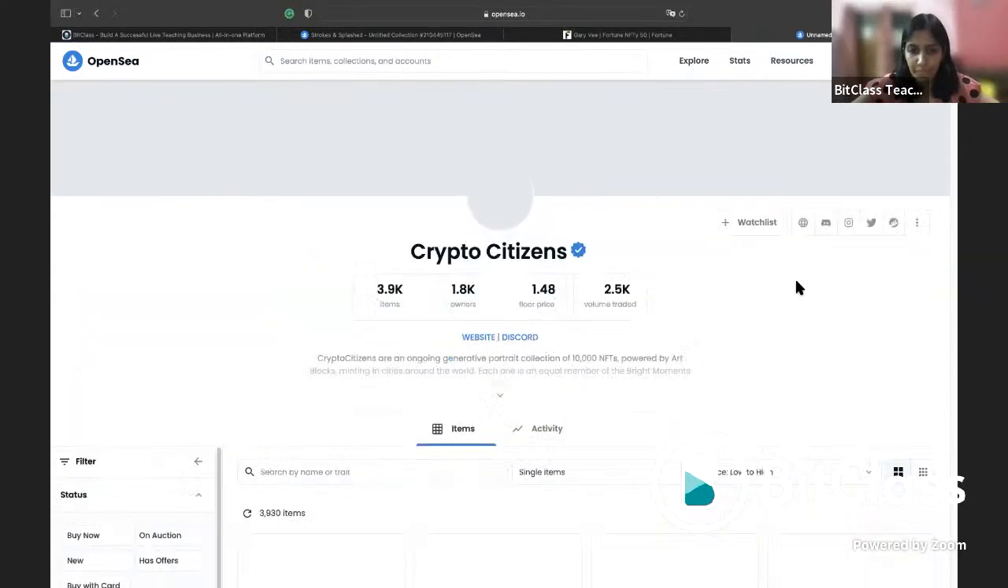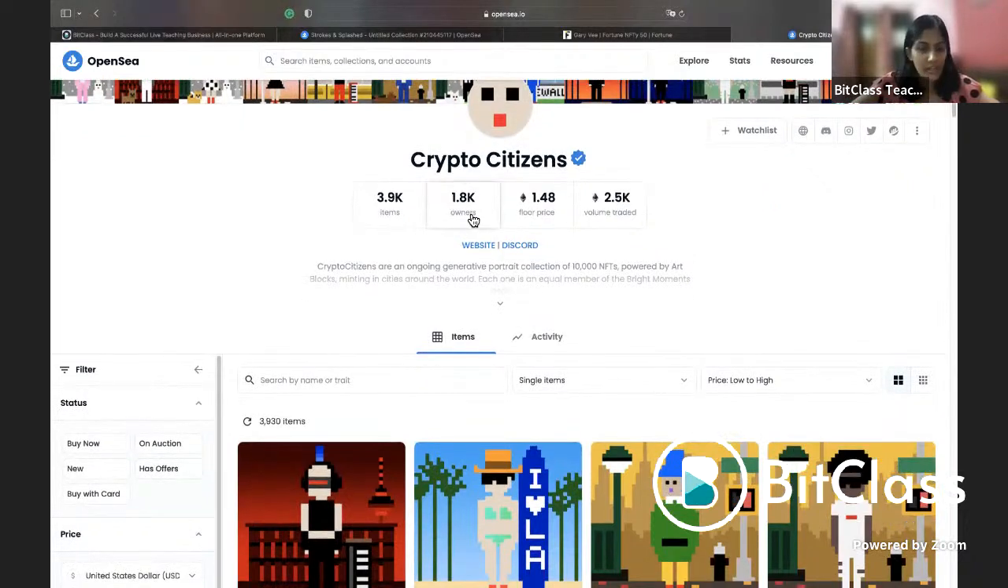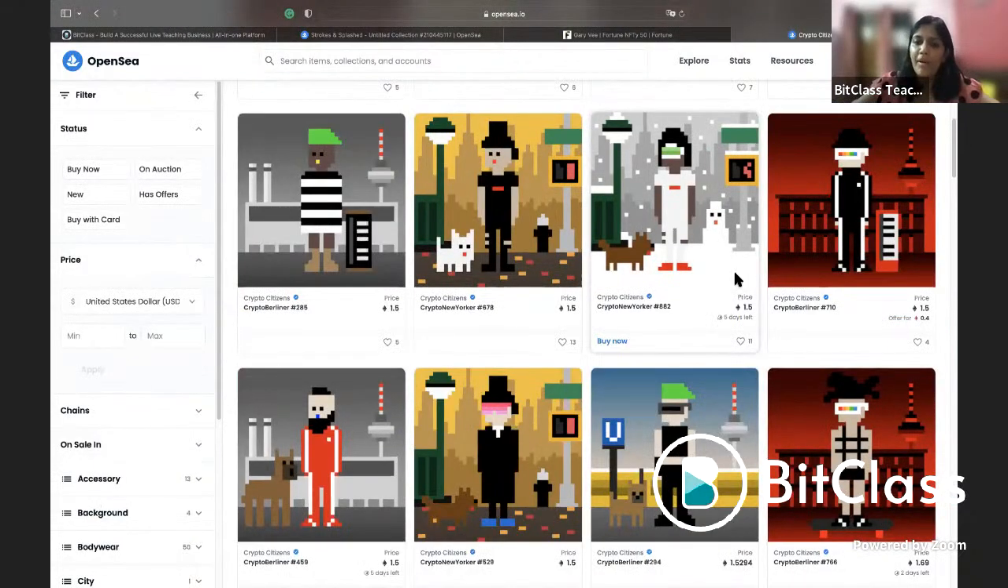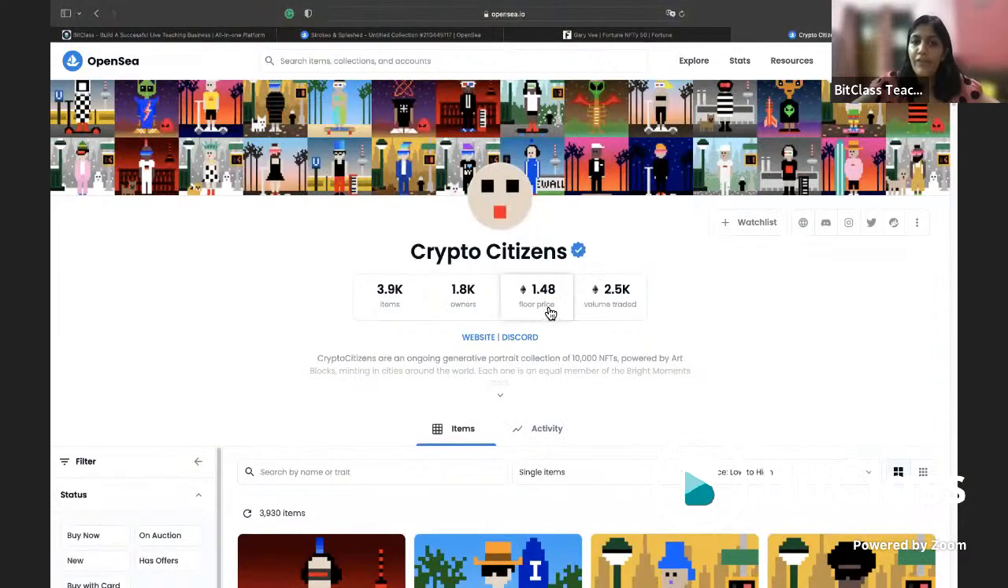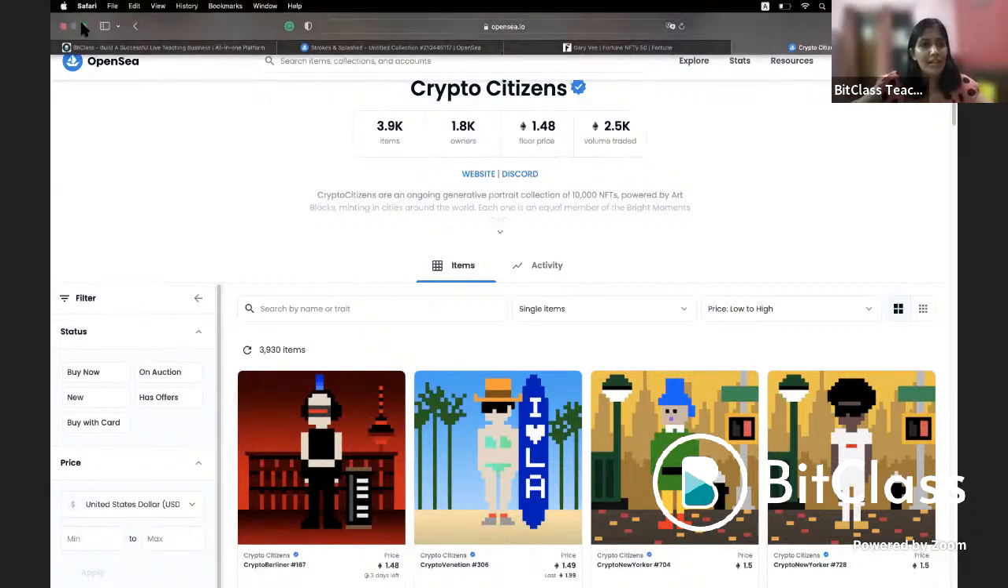All right. So we can see there are 3,900 items. There are 1,800 owners. Floor price stands at 1.48 Ethereum. Now, what is floor price? Basically, if you want to buy any NFT from this collection, you will have to pay a minimum of 1.48 Ethereum, floor price, not anything less than that. Okay. And volume traded is 2.5K Ethereum. That means these many ethers have been put and traded in this particular collection. Okay, now let's get back to our lesson.